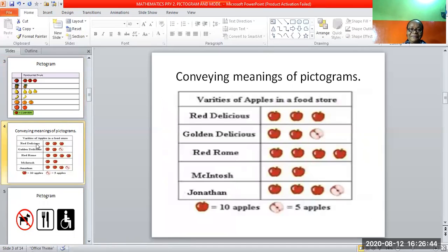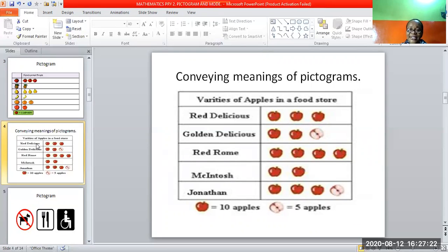Very well. Now let's look at conveying meanings of pictograms. That is another objective of this lesson. Variety of apples in a food store. We have red apples, golden delicious apples, red delicious apples, red rose, Macintosh apples, and Jonathan apples. Are we together? These are the varieties of apple in a store.